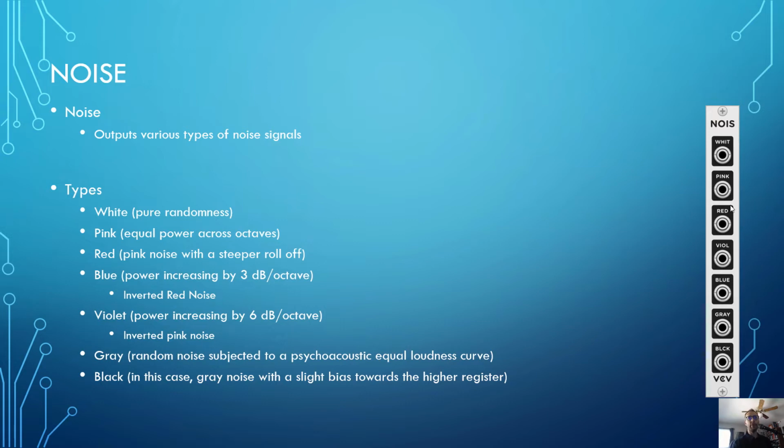Red noise, which is pink noise with a steeper roll-off, so it sounds even more weighted towards lower frequencies. Blue, which is the inversion of red noise, so it's going to really bring out the higher frequencies to a pretty extreme amount. Violet, which is inverted pink noise, so again, it's going to have more higher frequencies, but not as much as blue noise. Gray is random noise subjected to a psychoacoustic equal loudness curve. And black, in this case, is gray noise with a slight bias towards the higher registers.